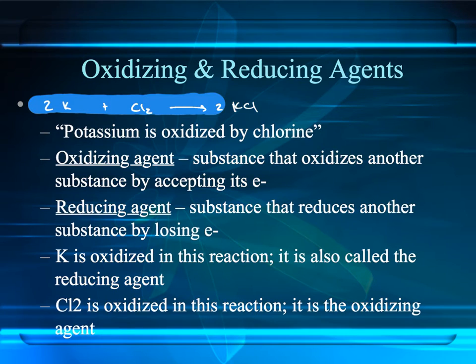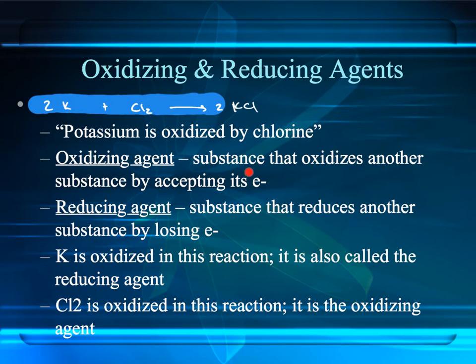Okay, oxidizing and reducing agents. This is actually how chemicals get labeled. So we're using the same reaction that we just saw on the previous slide. You could say this is potassium is oxidized by chlorine. It might be how you term that reaction. Well, the way that chemicals come labeled, they don't say this will reduce things or this will oxidize things. They say that they are an oxidizing agent or a reducing agent.